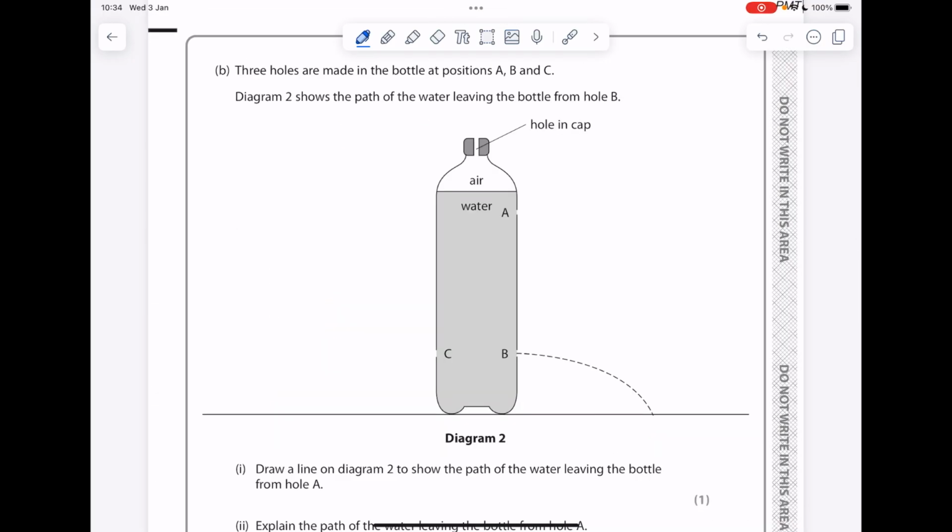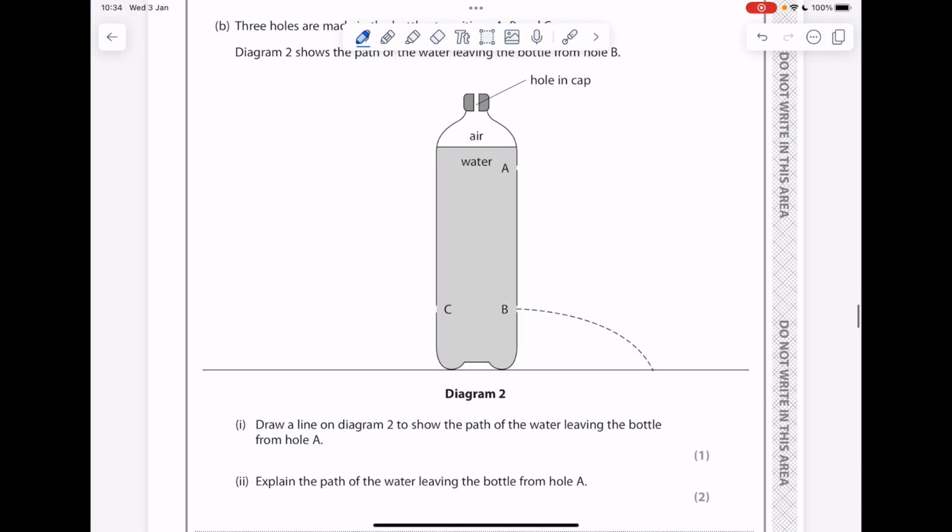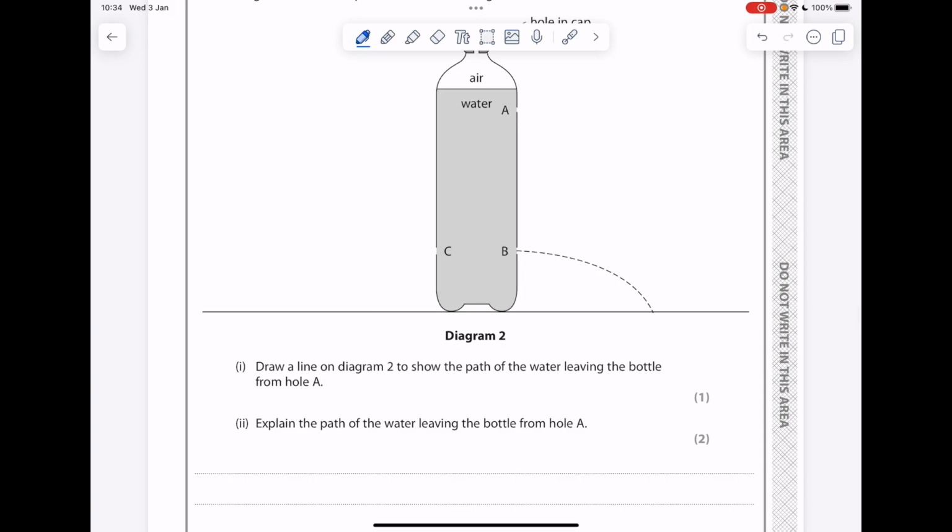3 holes are made in the bottle at positions A, B and C. Diagram 2 shows the path of the water leaving the bottle from hole B. Draw a line on the diagram 2 to show the path of the water leaving the bottle from hole A. So because it's up here, remember pressure increases the deeper down we go, hence why that water is being forced out so far. So you're just going to see that path take a kind of more inner route like this.